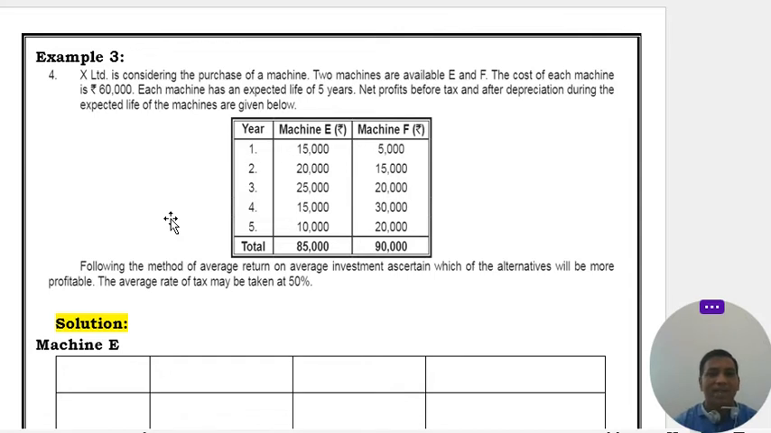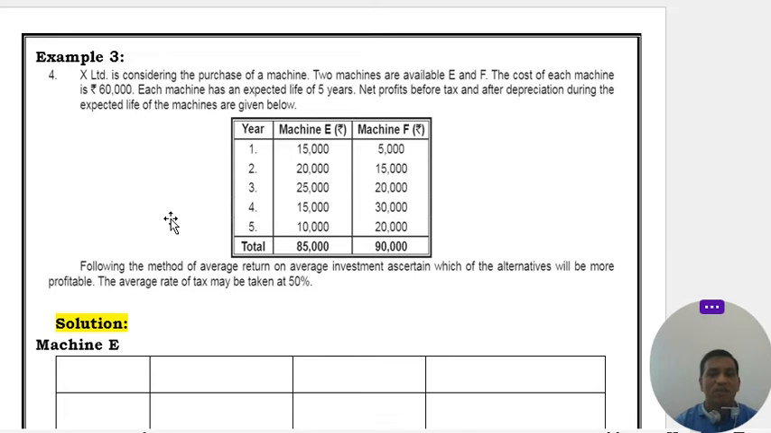Following the method of average return on average investment, ascertain which of the alternatives will be more profitable. Average rate of tax may be taken as 50%. So what is the formula for ARR? You have to calculate ARR separately for mission E and mission F. Calculate ARR of mission E, ARR of mission F, and then compare for decision.